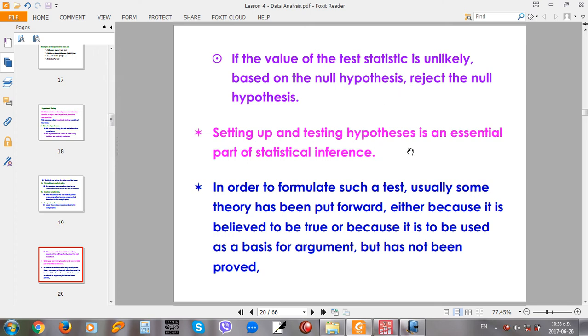Setting up a testing hypothesis is an essential part of statistical inference. In order to formulate such a test, usually some theory has been put forward, either because it is believed to be true or because it is to be used as a basis for argument, but has not been proved. So normally hypotheses are based on some theories that are not proved. Based on the research, we are going to prove it, or show that it is not true.